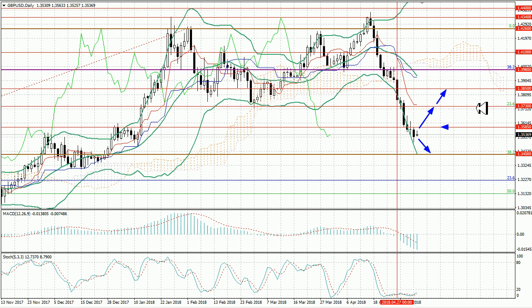Technical indicators show mixed signals. Bollinger Bands are diverging, confirming the downward trend, and MACD histogram is growing in the negative zone. Stochastic is trying to leave the oversold zone and form a buy signal.